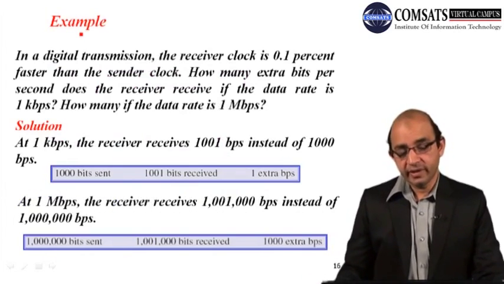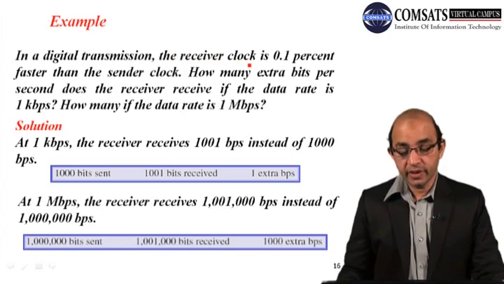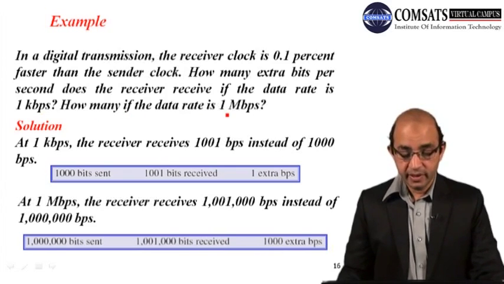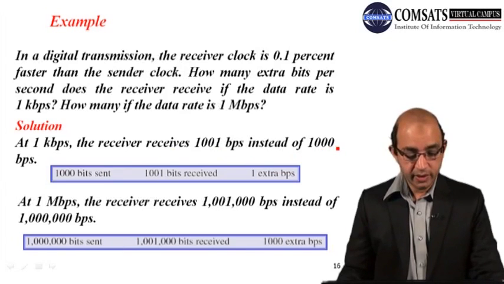So here we have another example. The receiver clock is faster than the sender clock. How many extra bits per second does the receiver receive if the data rate is 1 kilobit per second? How many if the data rate is 1 megabit per second? So we have two different data speeds, and the clock is 1% faster than the sender clock. If we have the data rate of 1 kilobit per second, the receiver receives 1001 bits per second instead of 1000.